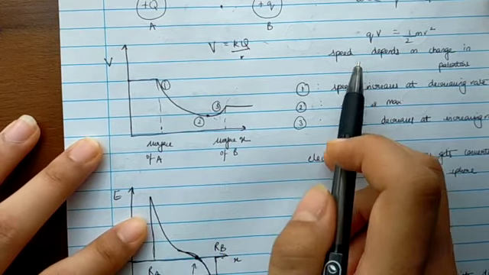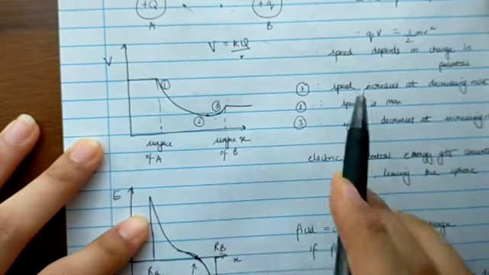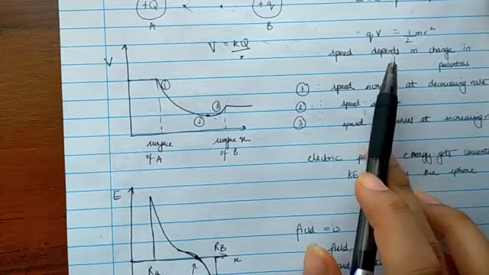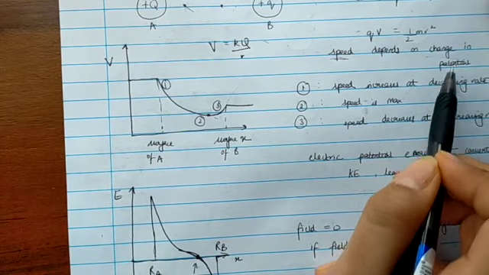And if we look at the speed at which this point charge is moving from A to B and what happens to that speed, the basic rule is that the speed depends on the change in potential.